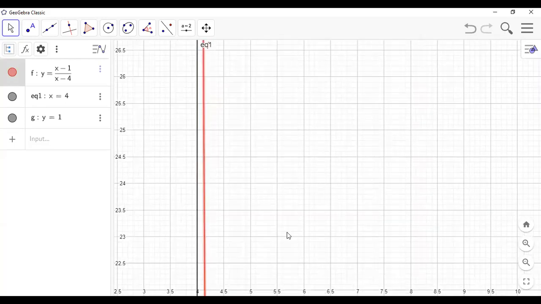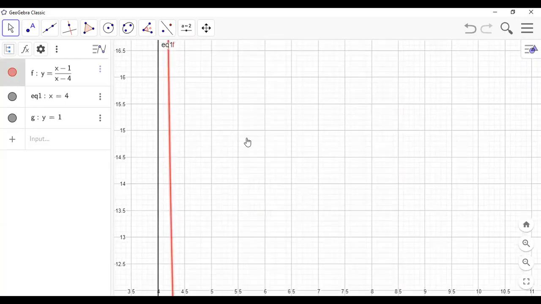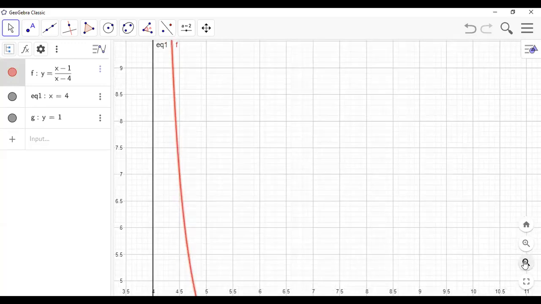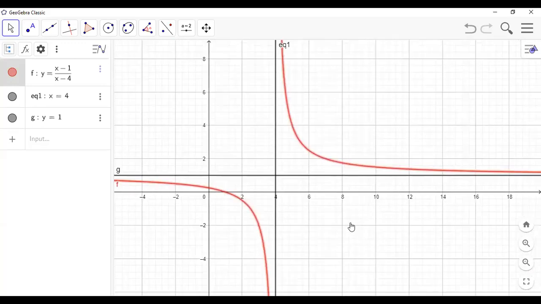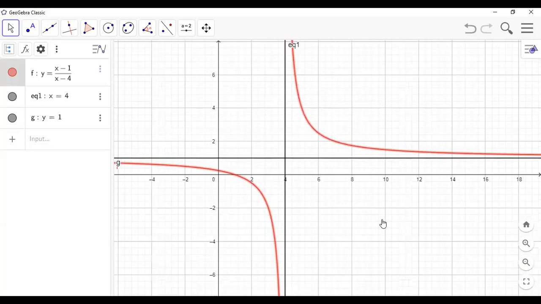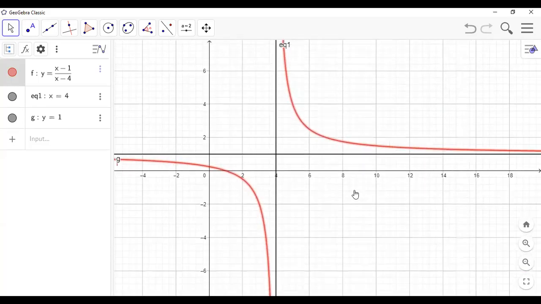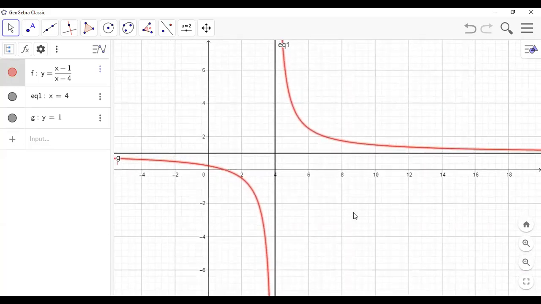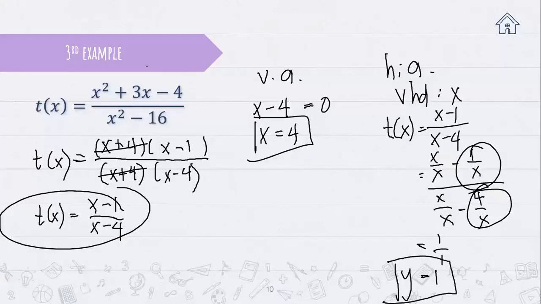Ayan. Kaya importante talaga, class, ang ating asymptotes as well as our intercepts because it helps us to determine how we are going to graph our function. Ayan. Okay? Sige. I hope we are all clear with that. By the way, di na ako magsasurvey, ha? Sige. Next na lang.